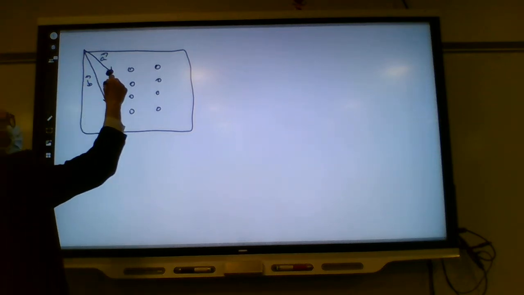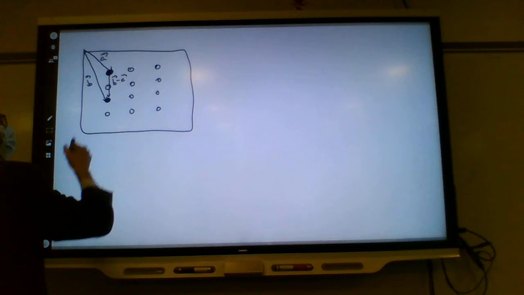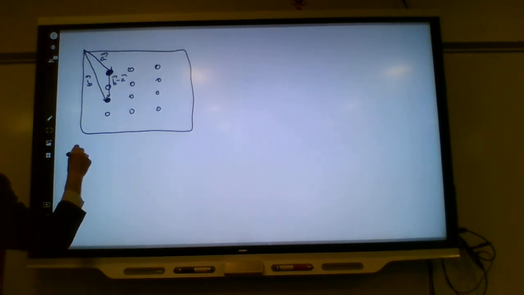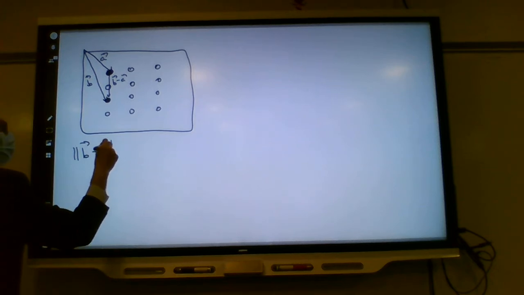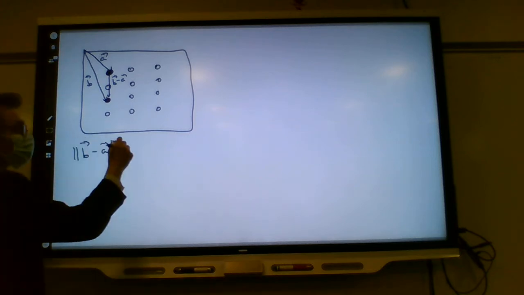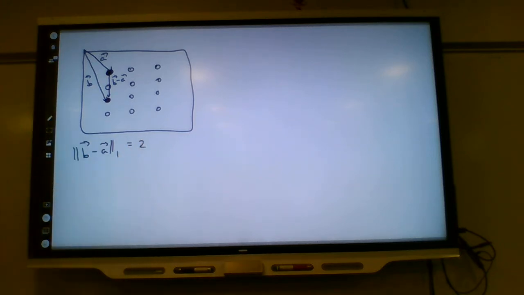B minus A. And so what could we do to find out how far apart these 2 are? In the case of the grid, we would do the 1 norm. And what would the 1 norm be in this case? Well, as far as the grid is concerned, it would be 2.